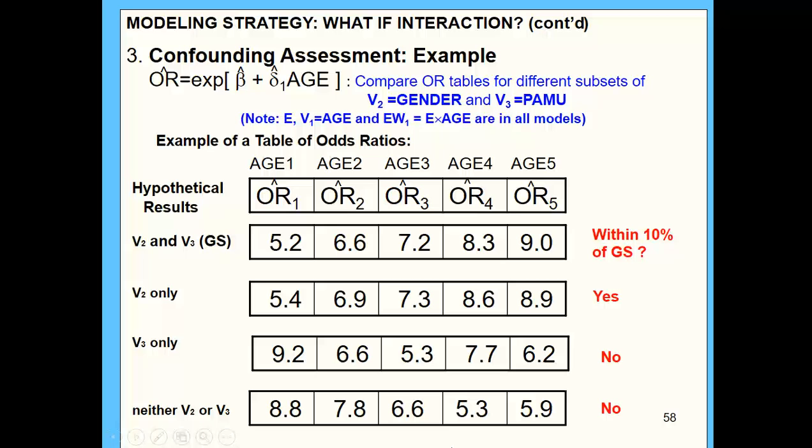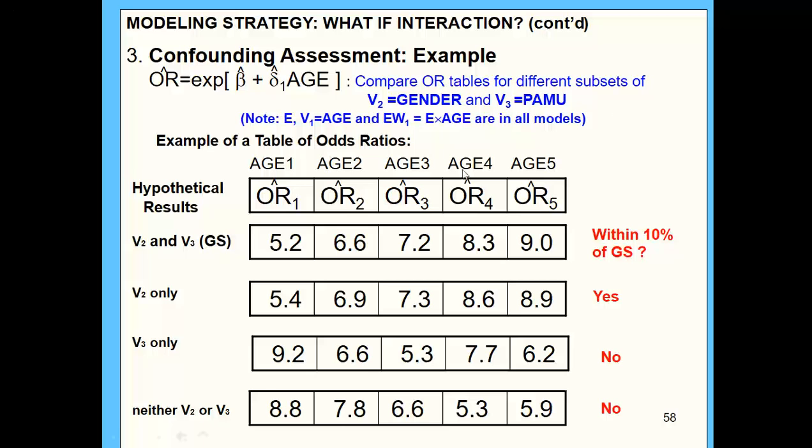What do you do with this? What I'm asking is, does the table of odds ratios meaningfully change when I drop one or more of the variables that I can drop? And the only 2 that I can drop are gender and PAMU. I drop them one or both, or leave them in.